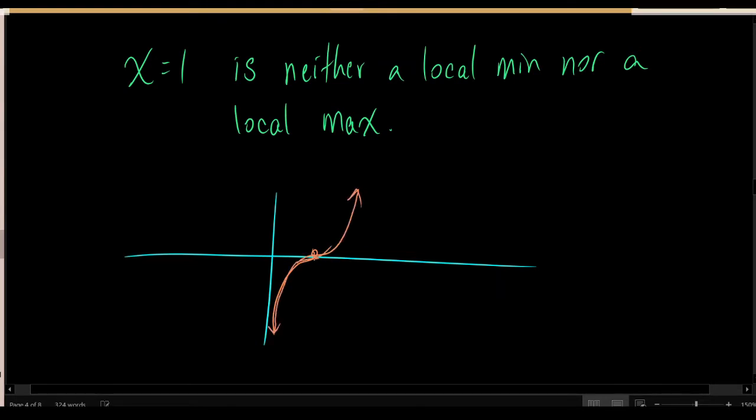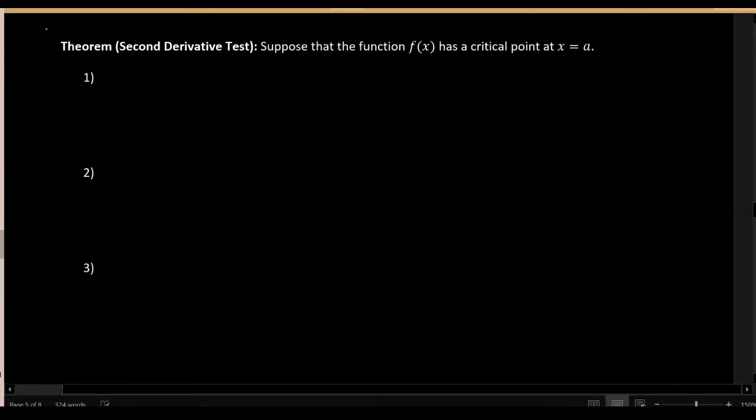So although the function is technically flat at x equals 1, that point does not represent either a local min or a local max. We can get a slightly less tedious solution using a different technique, which is called the second derivative test. Now, just as the first derivative test concerned the first derivative, the second derivative test involves the second derivative.